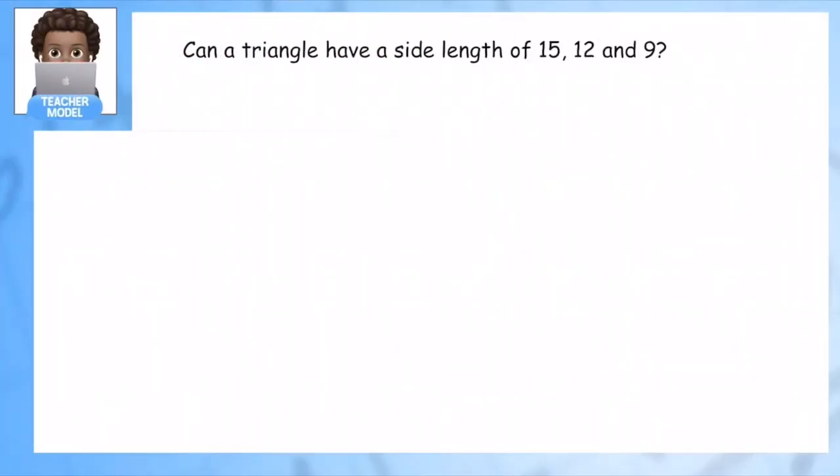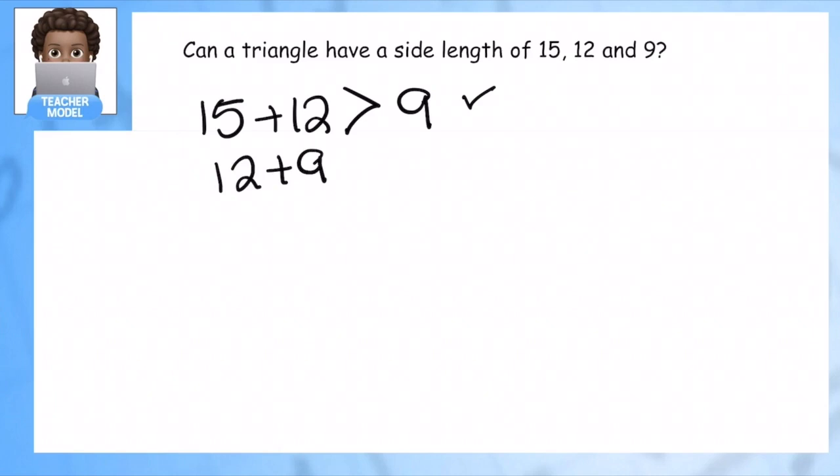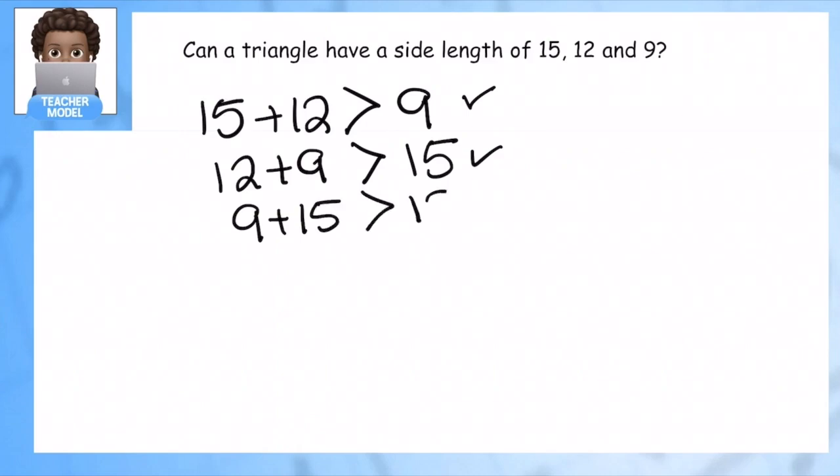Can a triangle have side lengths of 15, 12, and 9? So we're going to do the same thing. 15 plus 12 is greater than 9. Is that a true statement? Yes. So I'll try a different combination. 12 plus 9 is greater than 15. 21 is greater than 15. Yes. And lastly, I'm going to try 9 plus 15 is greater than 12. 24 is greater than 12. Yes. So now I'm going to answer this as a full sentence.